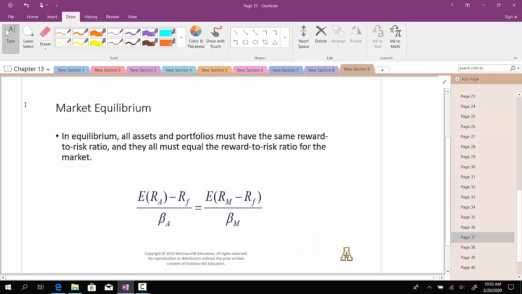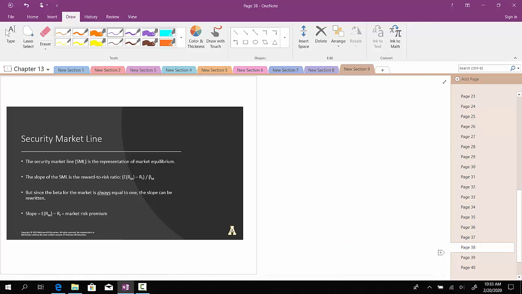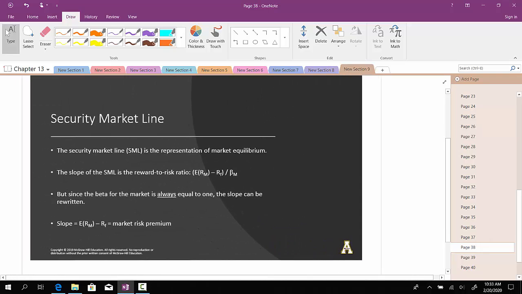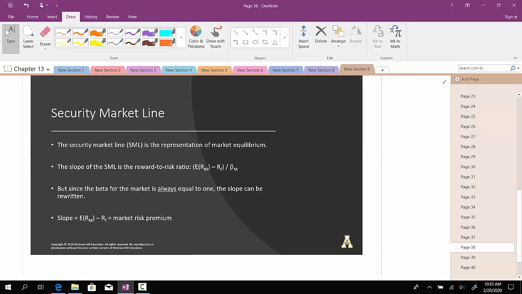If we were to, in equilibrium, show that all assets and portfolios should have the same reward to risk ratio, they must all equal the reward to risk ratio for the market. Again, this is some derivation that I don't think is necessarily useful for this class. That said, we do have something called the security market line, which is a representation of the market equilibrium.